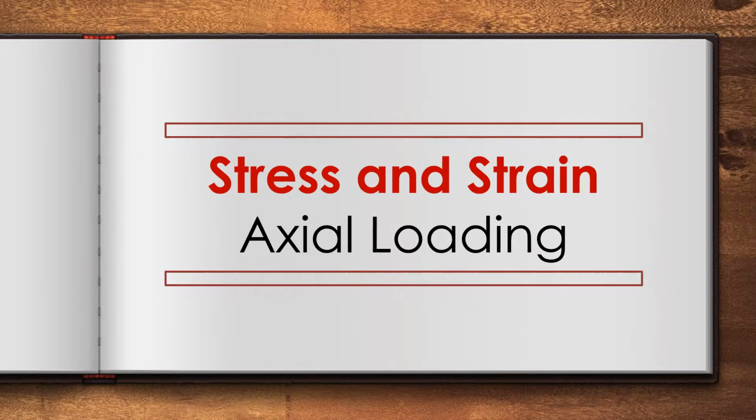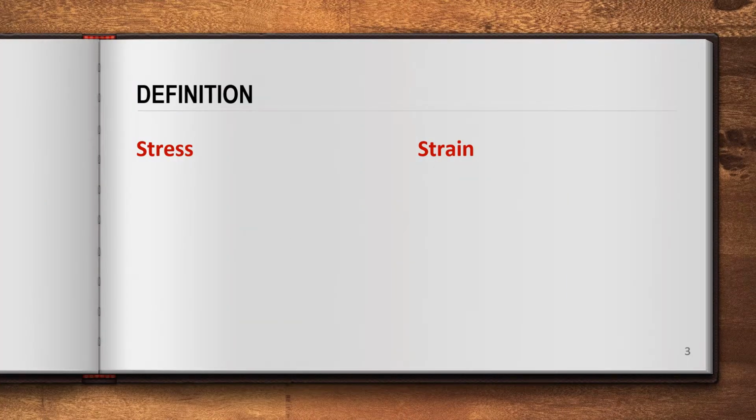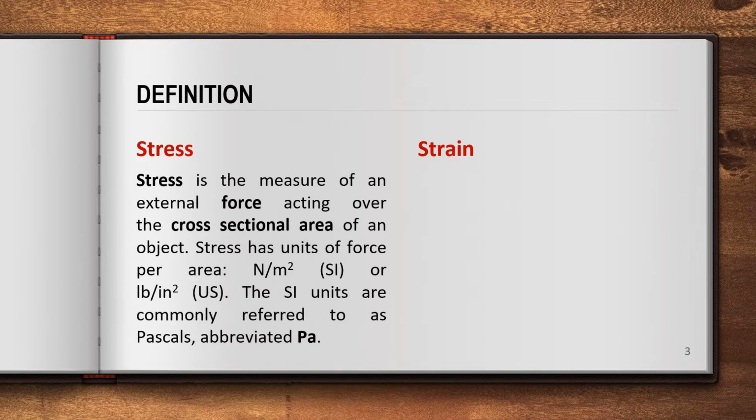Stress and strain axial loading. So before we proceed to our solution, we need to define first what is stress and what is strain. So here's the definition. Stress is the measure of an external force acting over the cross-sectional area of an object. Stress has units of force per area, which is Newton per meter squared or pounds per inch squared. The SI units are commonly referred to as pascals, abbreviated as Pa.